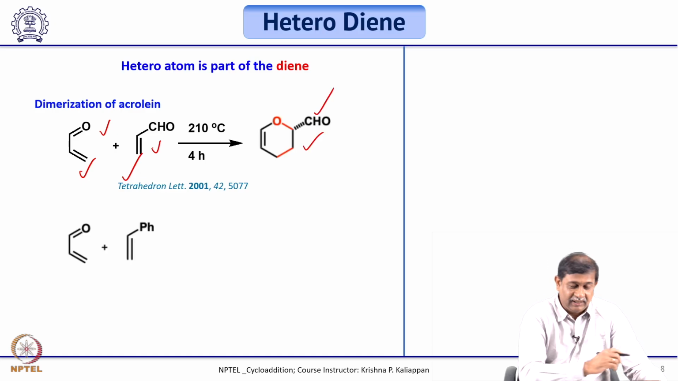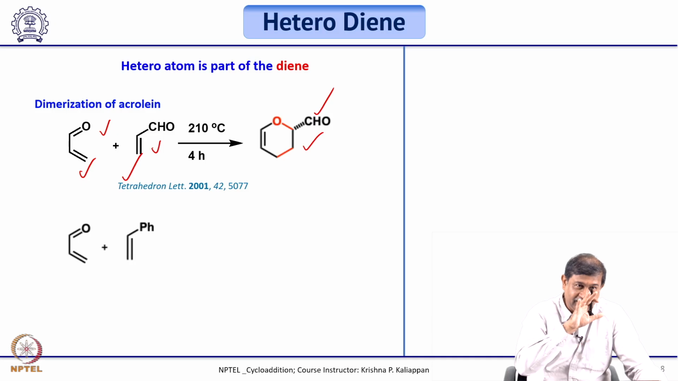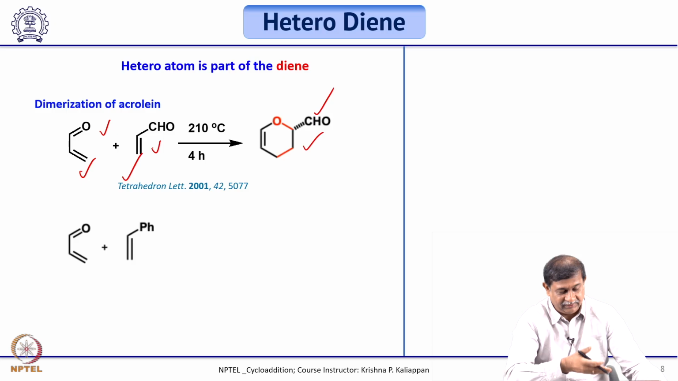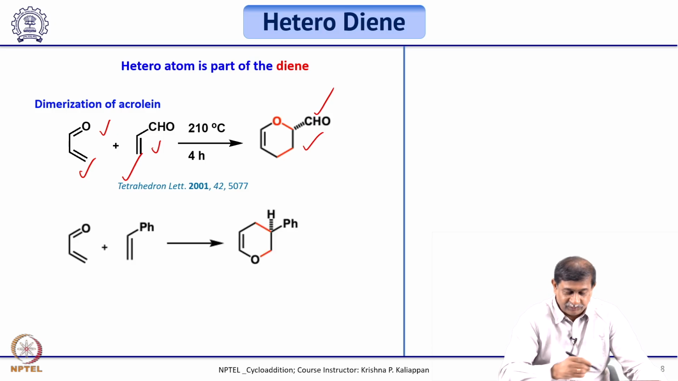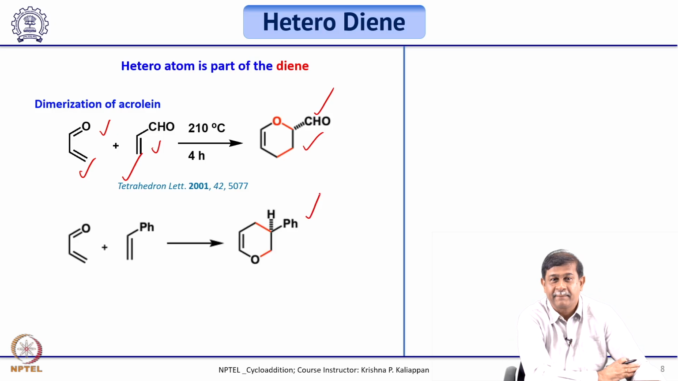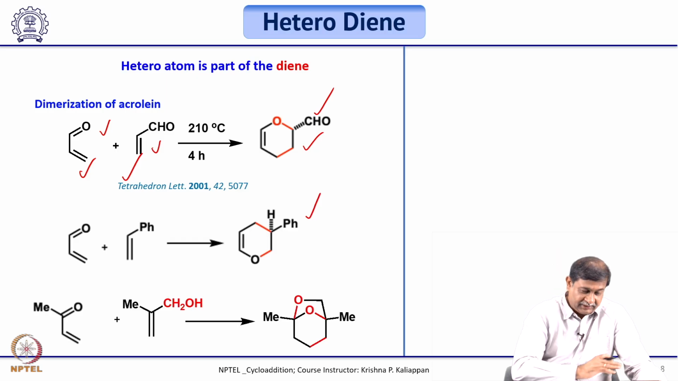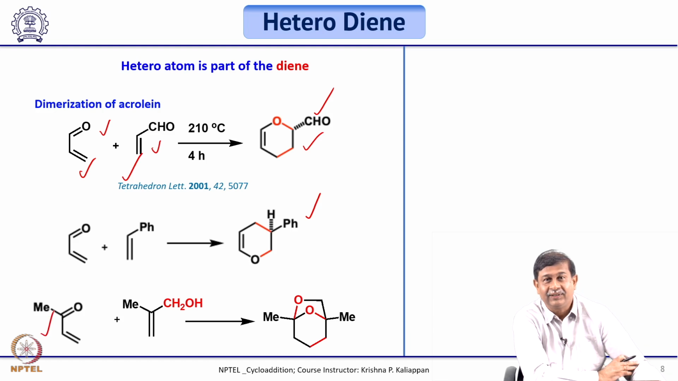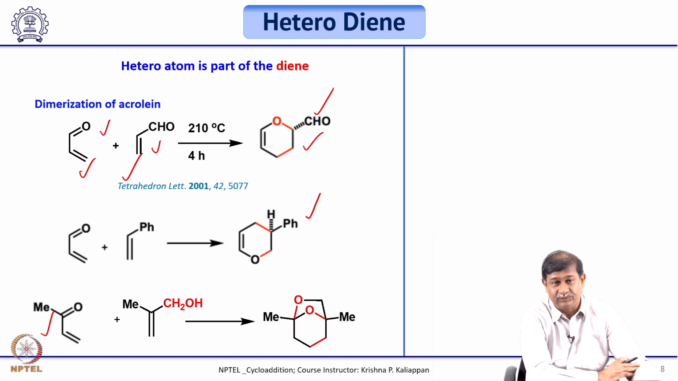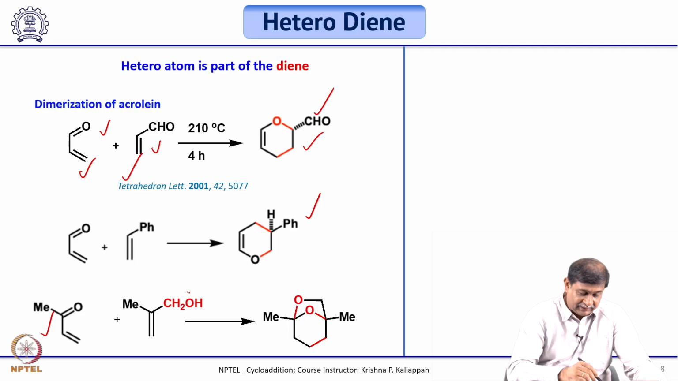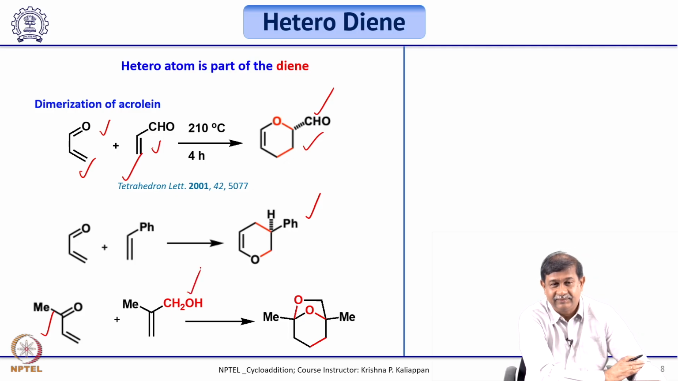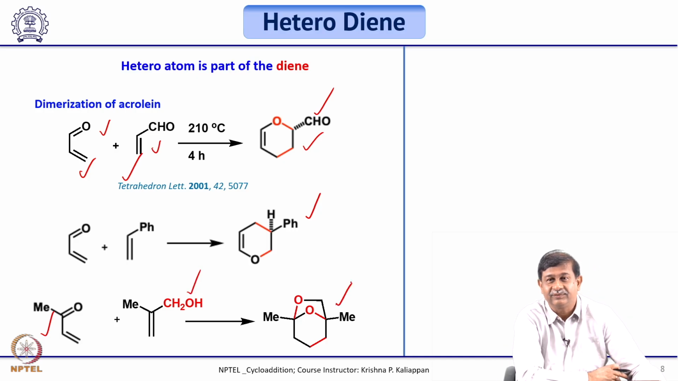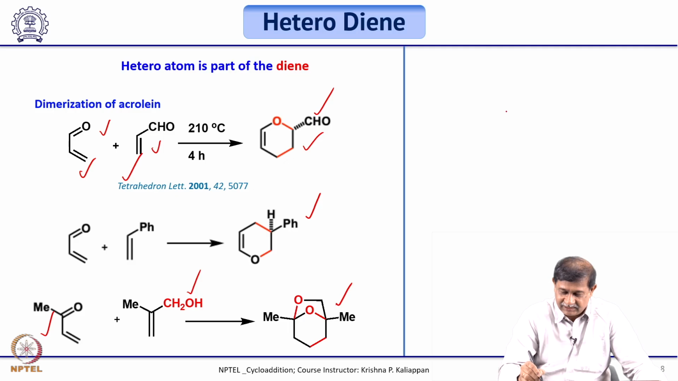And instead of dimerization, you take acrolein as the diene and a simple alkene as a dienophile. In this case it is styrene, and you get a very interesting compound. Now this is a third example where instead of acrolein, what you have taken is methyl vinyl ketone, and then this allylic alcohol. When you do this 4+2 cycloaddition reaction, you get a very interesting bicyclic compound. How do you get it? So what do you get first?